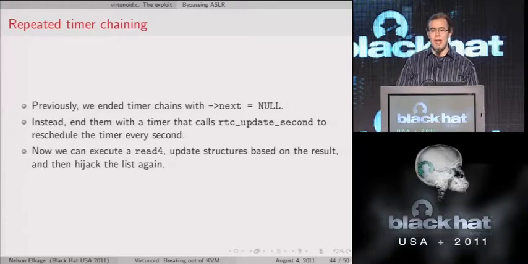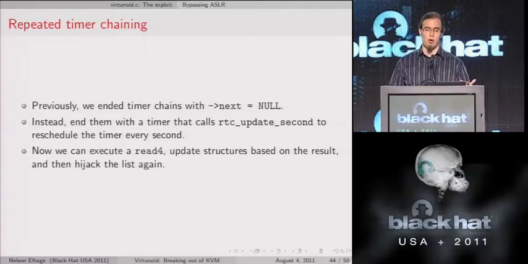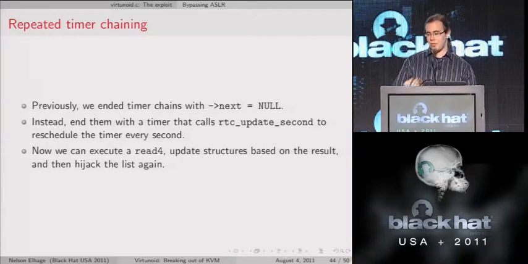Instead, now I'm going to end them with a timer object that calls back into our good friend RTC update second, which is going to do some updating of the real-time clock that I don't care about, and then it's going to re-register that timer to run in 1 second and return. So this means that I construct this timer chain that does a read4 and stores the address somewhere that the guest can see it, and then we return to the QEMU main loop, return to the guest. The guest does some computation based on the results of that read, and then hijacks the timer chain again, because there's now a timer that we control that's being called once a second inside the host.